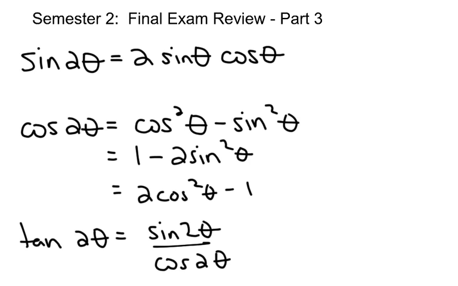The double angle for cosine is cosine 2 theta is equal to cosine squared theta minus sine squared theta, or 1 minus 2 sine squared theta, or 2 cosine squared theta minus 1. For tangent 2 theta, we use a different formula than the one they gave. The one they gave in the book is more complicated, but if you remember that tangent is sine over cosine, then tangent 2 theta must be sine 2 theta over cosine 2 theta.